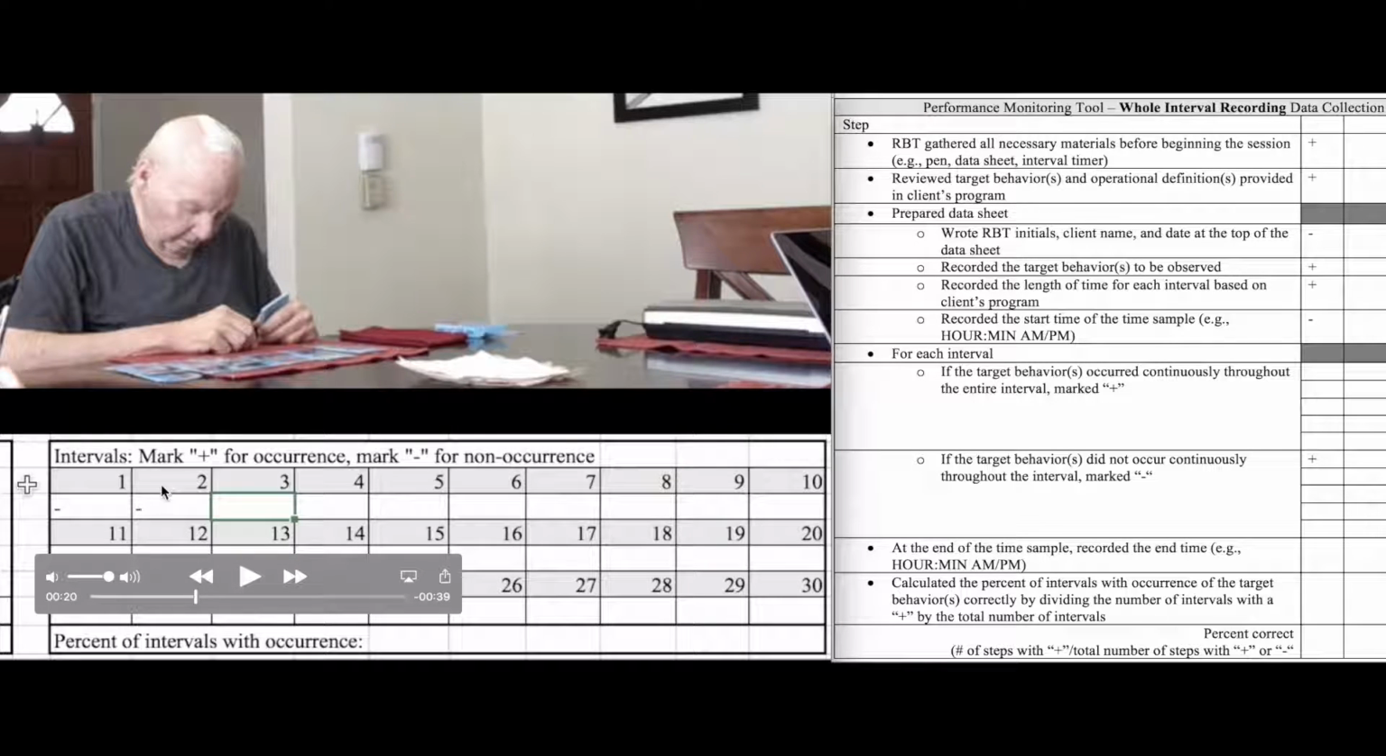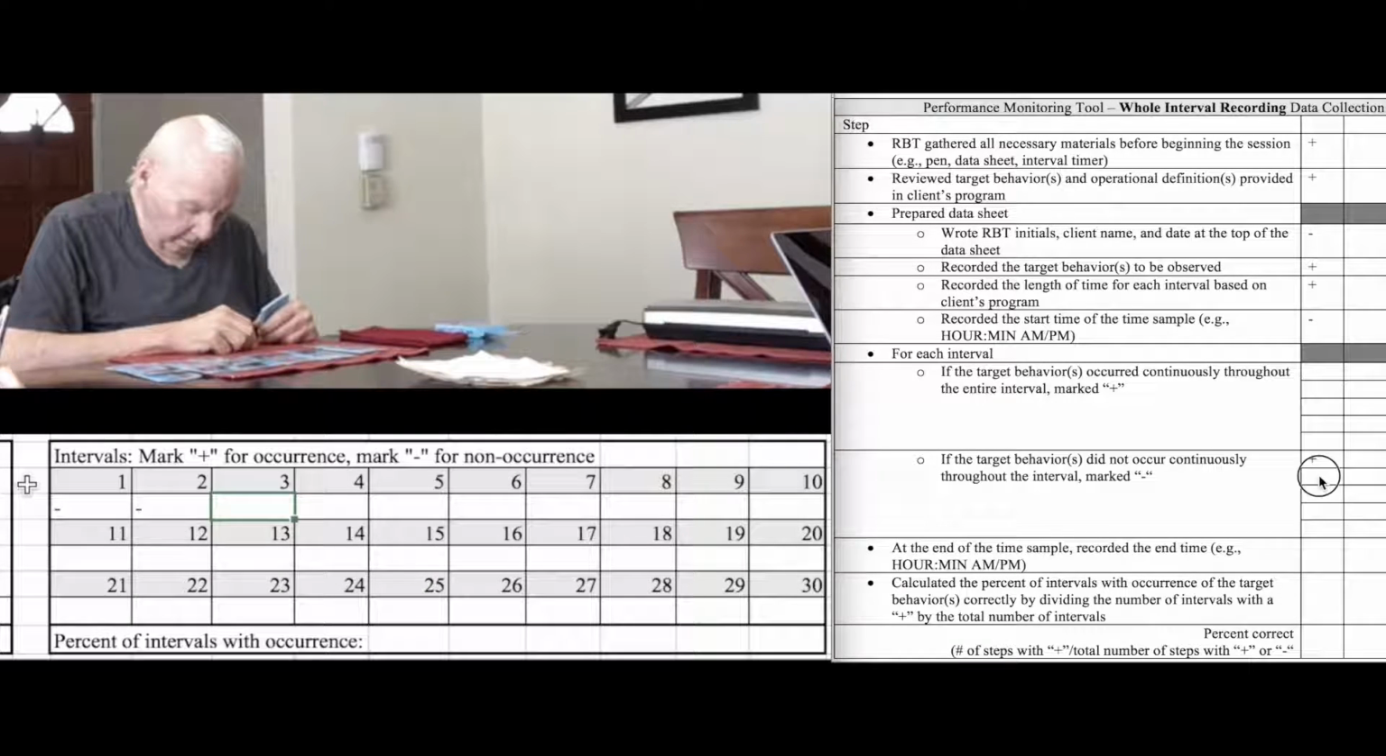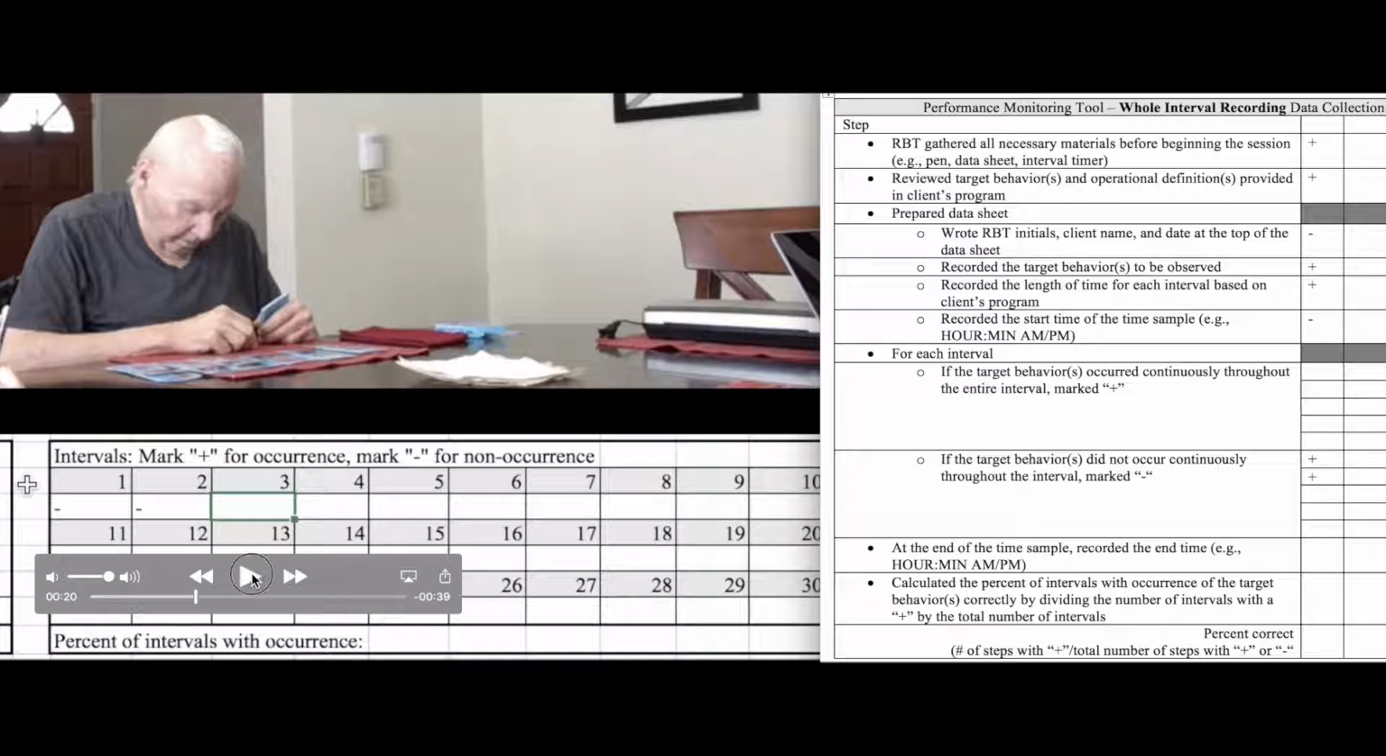Good. So for the second interval, she marked a minus because even though the client started nodding off at the end of the interval, he was not nodding off for the entire 10 seconds. So she was correct in marking a minus for interval 2. So once again, over here on our PMT, we're going to give our RBT a plus for good data collection. Let's keep watching.